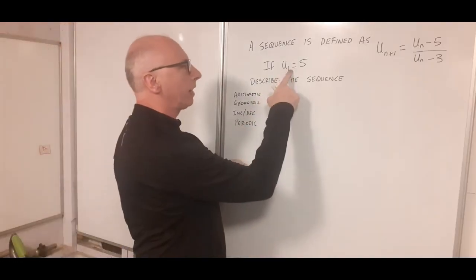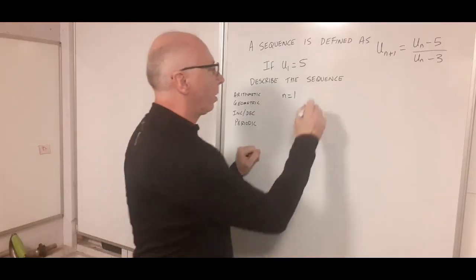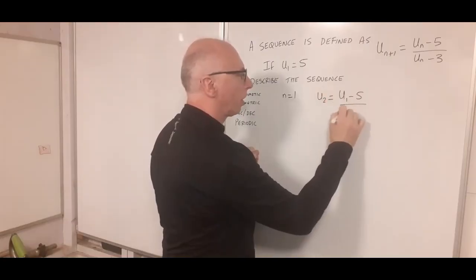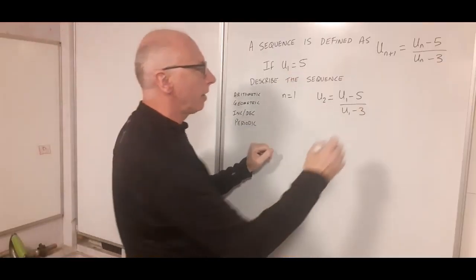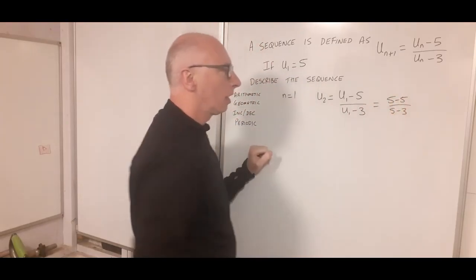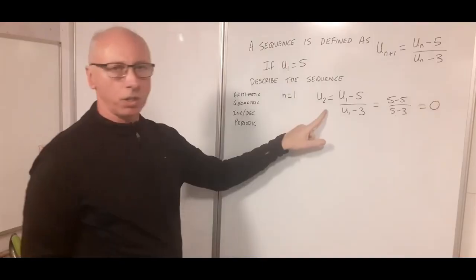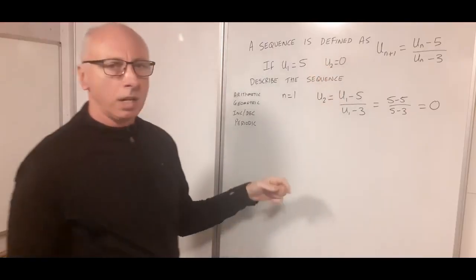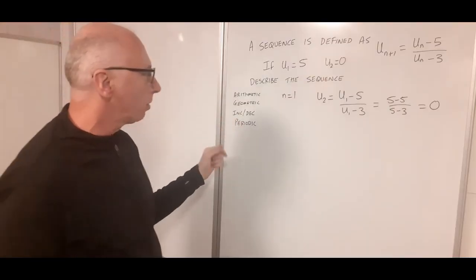So if n equals 1, we get u2 equals (u1 minus 5) over (u1 minus 3). We're given u1 is 5, so plug that in. So I've got (5 minus 5) over (5 minus 3). Well, 5 minus 5 is 0, so this whole thing becomes 0. So that's our u2. u2 is 0. Let's find the next one. So 5 to 0 could be one of these, yet we still don't know.